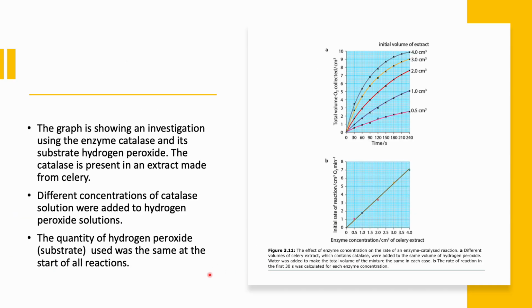This graph is showing an investigation using the enzyme catalase and its substrate, hydrogen peroxide. The catalase is present in the extract made from celery. Different concentrations of the catalase solution were added to hydrogen peroxide solutions. The quantity of the hydrogen peroxide, the substrate, used was the same at the start of each one of the reactions. The second graph is showing you the rate of the reaction in the first 30 seconds was calculated for each enzyme concentration.